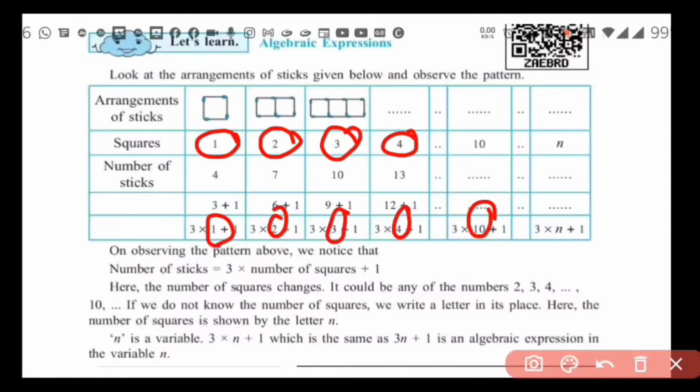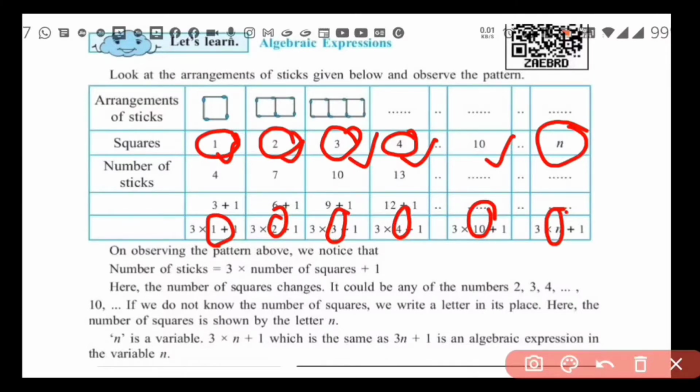So in this way, if we keep on increasing the number of squares, the number of sticks also increases. And when there are n squares, we write the expression as 3 multiplied by n plus 1. So n can be any number. n can be 1, 2, 3, 4, n can be 10, 100, 50, 95, n can be any number.